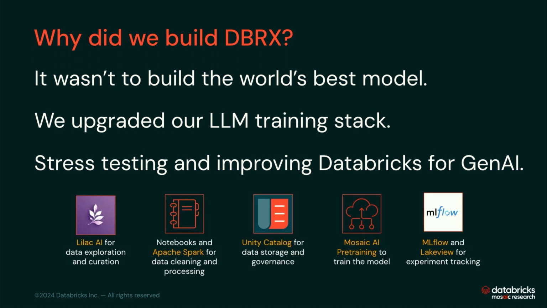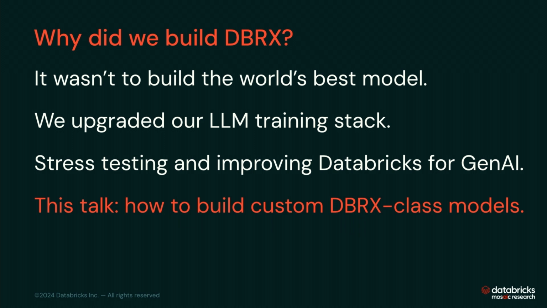And you can see some of the tools here across the board, thinking of Lilac AI for exploring data, Apache Spark for notebooks. Spark is the Databricks mainstay. And as soon as we moved to Spark, our data team velocity improved dramatically. Unity Catalog, we used it for governance of all of our data. We used the Mosaic AI pre-training product, and MLflow and Lakeview for monitoring our experiments. Lilac AI was not a Databricks product at the time that we trained DBRX. It is now a Databricks product. We acquired them on the basis of how helpful they were during the DBRX process. We thought it was an important part of the platform that we needed to have.